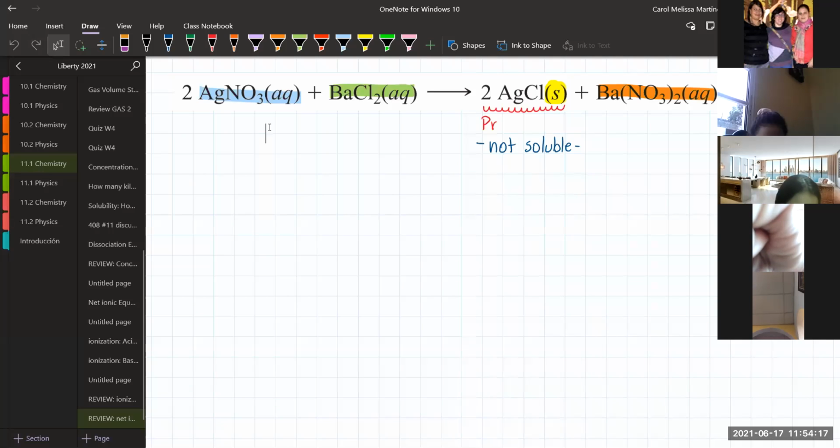Honestly, I gave one extra point in the other section for that answer. It is that precipitate. That precipitate means that it's not soluble, okay?